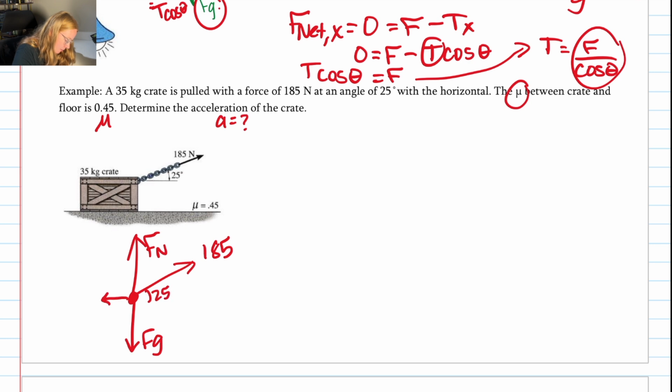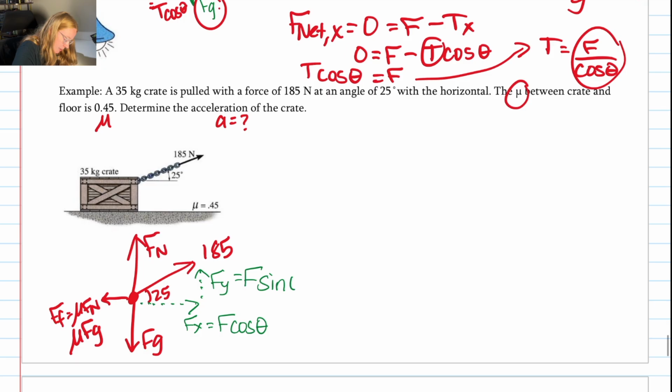And then we're also going to have a friction force. Remember that friction force is equal to mu Fn. And for this example, the normal force should be equal to the force of gravity. So really we have mu force of gravity, which will be better because we do have the mass, 35 kilograms. Okay, we need to break down this force into Fx and Fy. So for Fx, x is adjacent, so we're going to do F cosine theta, since adjacent is cosine. And then for Fy, we're going to do F sine theta, since it's opposite.